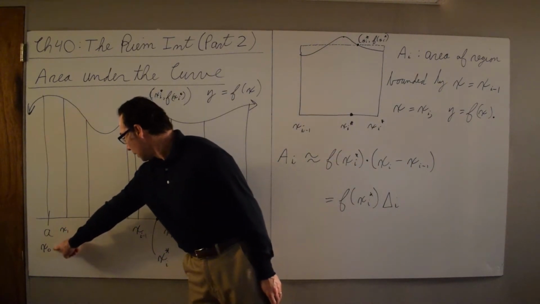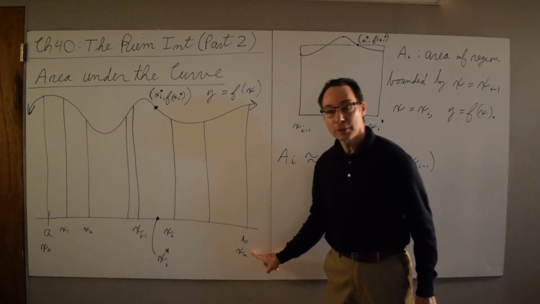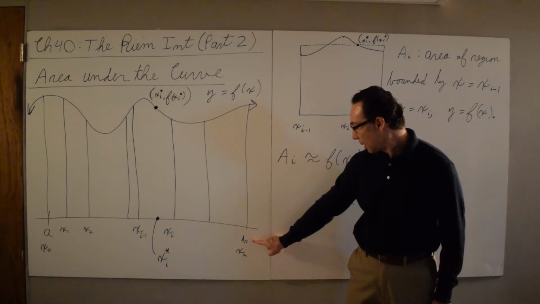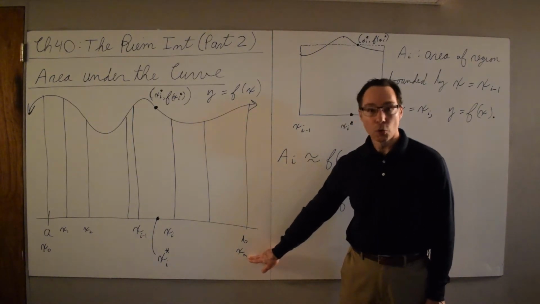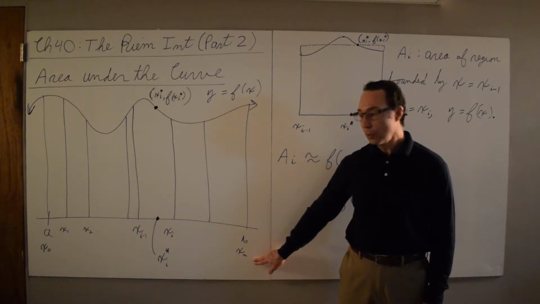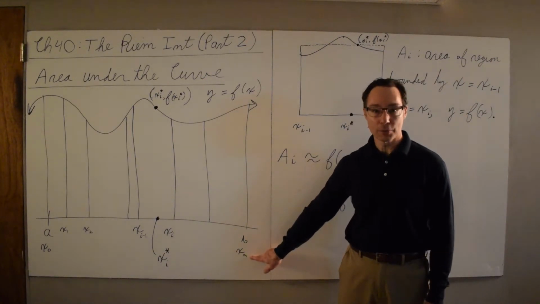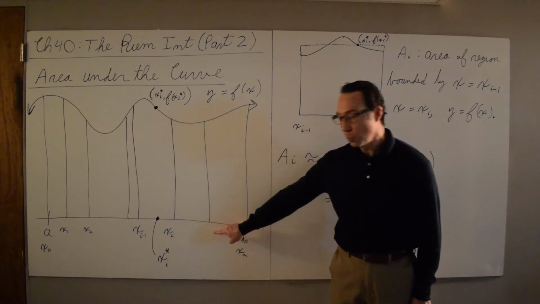So we have our x sub 0, which is a, x sub 1, and we have n of these, and x sub n is equal to b. You can think of n as a large number. So you might think, well, we have 10 of them. Well, we have 1,000 of them. We have 10,000.